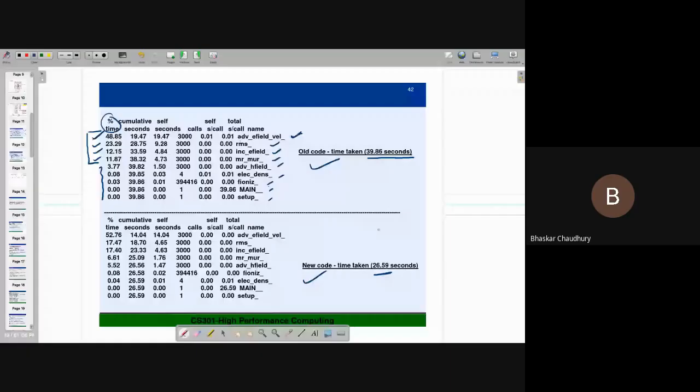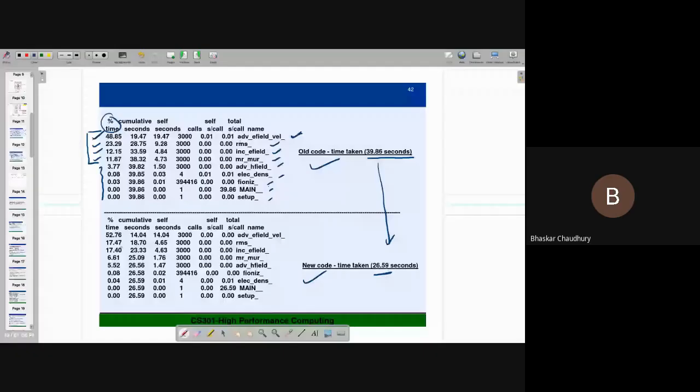So you can see there is a significant decrease in the runtime. From 40 seconds, it came down to almost 25 seconds, so almost a 15 second reduction. And now you can see that there is a significant improvement in some of the subroutines actually. Okay, so in the first lab you have to really understand the outputs.